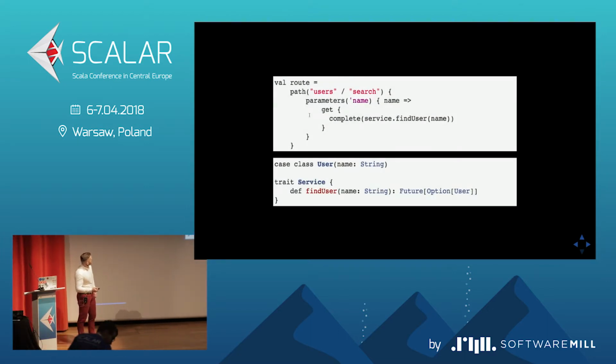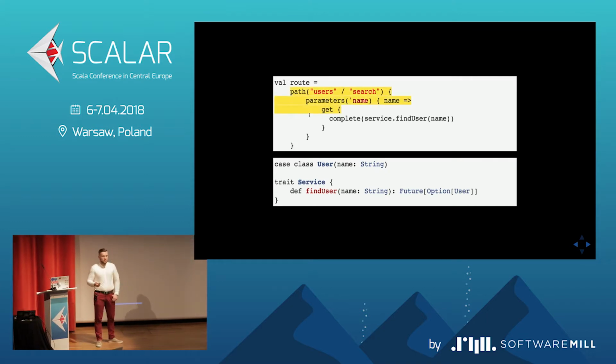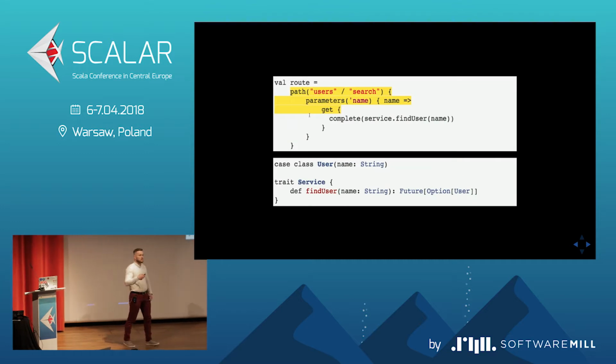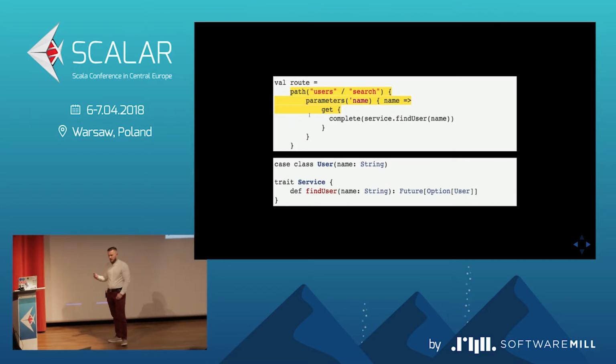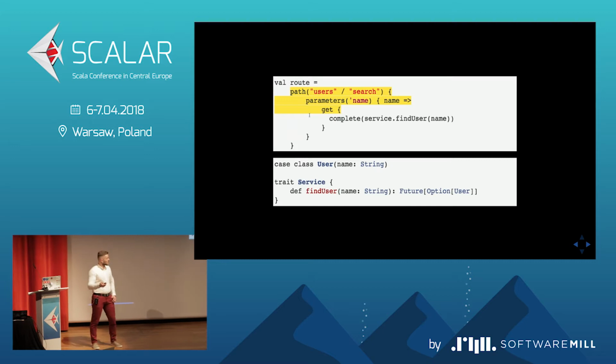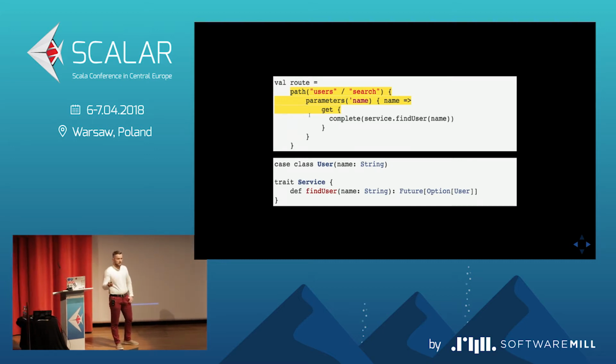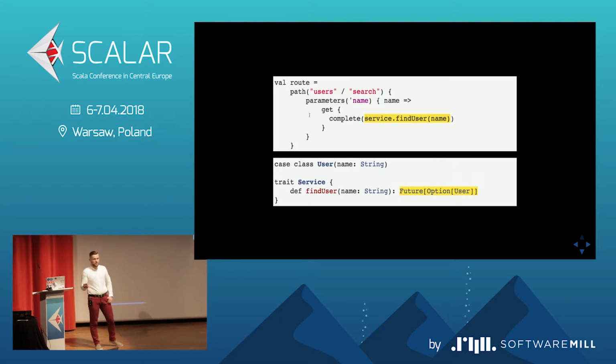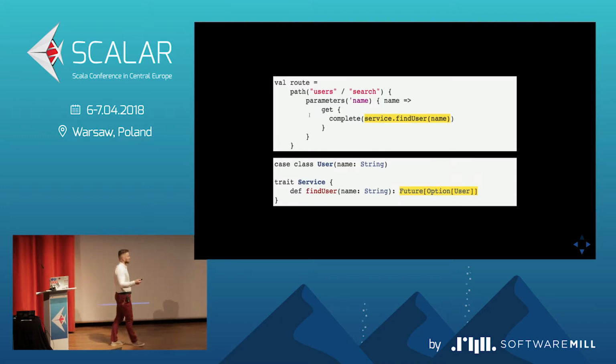So you define your endpoint, you say there is a path, the path is user search, there is a single query parameter called name, and this endpoint is invoked by a get method. Okay? You extract your name parameter from the request and you pass it to your business logic. Your business logic returns a future of option of user, so this gets serialized and your request is completed.